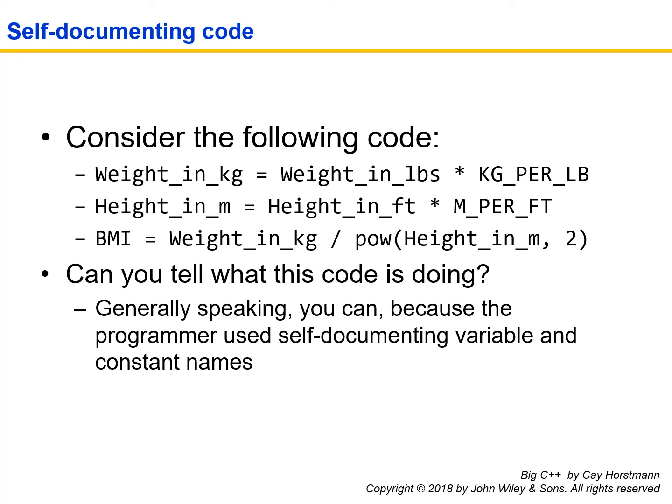You can do both. But consider calculating somebody's body mass index. If you have weight in kilograms equals weight in pounds times kilograms per pound, height in meters equals height in feet times meters per foot, and then BMI is weight in kilograms over height in meters squared, you can tell just by looking at those variable names what's going on here. Maybe you need to put in a comment explaining that BMI is weight in kilograms divided by height in meters squared. But generally speaking, you can tell what the person was thinking just from looking at their variable names.